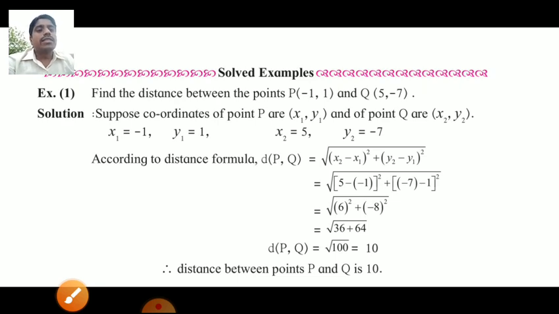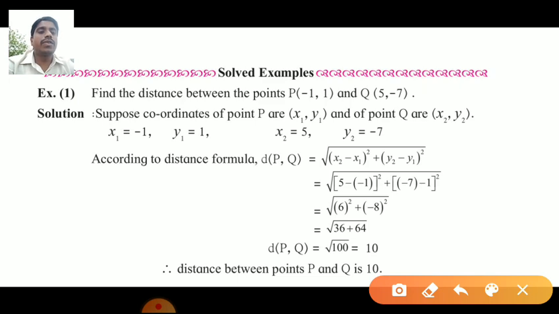And we calculate this simply. 5 minus, again minus gets plus. That means 6 whole square, and -7 minus 1, that means -8 whole square. And 6 square is 36 and -8 square is +64, because the square of any negative number is positive. Adding these two numbers, 36 plus 64 is equal to the square root of 100, and we have to find the square root of 100. The square root of 100 is 10. Hence the answer: the distance between the 2 points P and Q is 10.